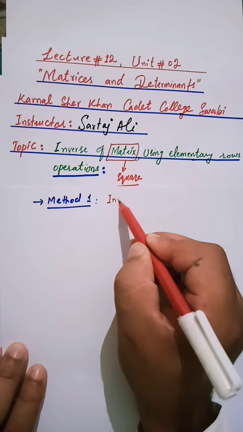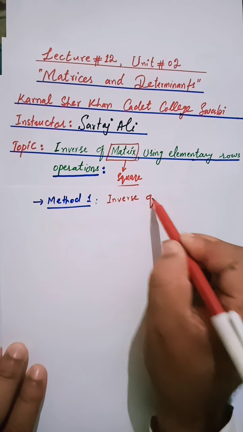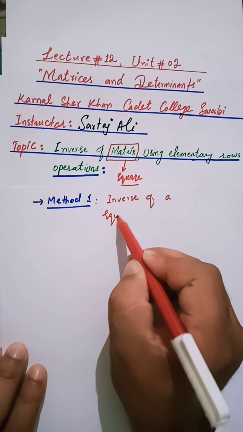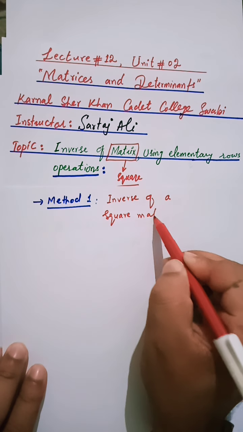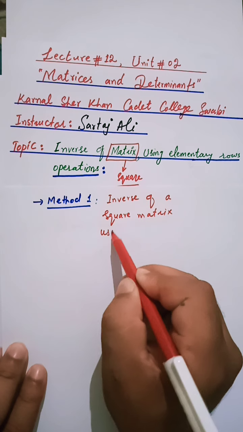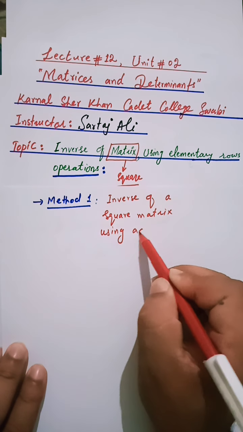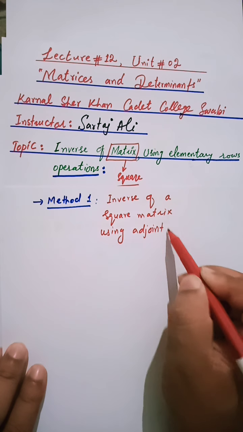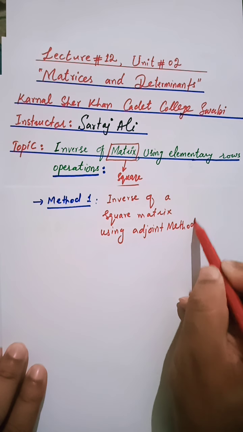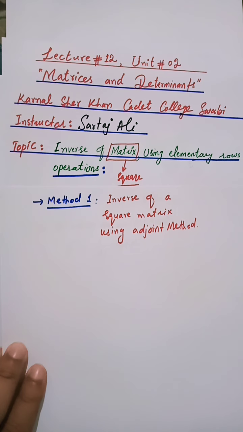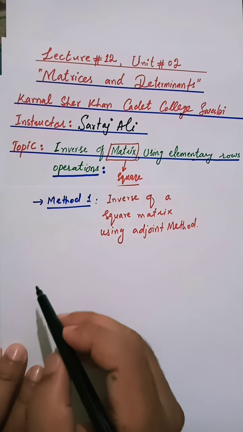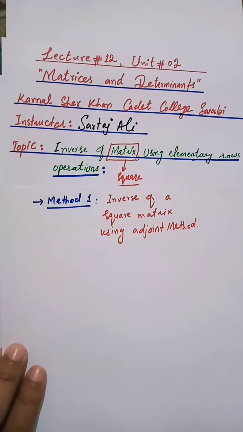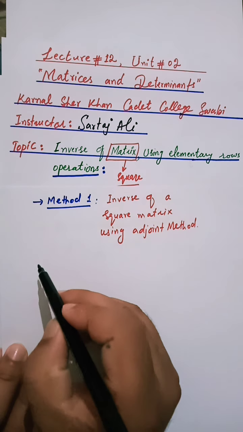Inverse of a square matrix using adjoint method. In the adjoint method, we use the determinant and adjoint of the given matrix to find the inverse of a matrix.